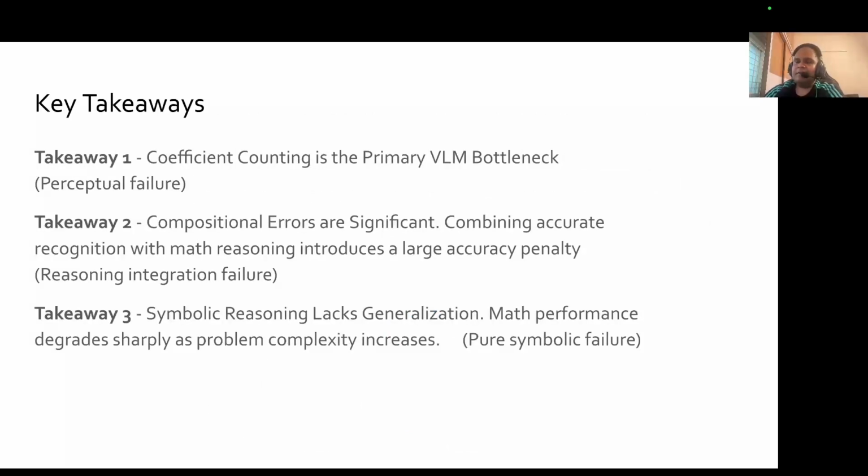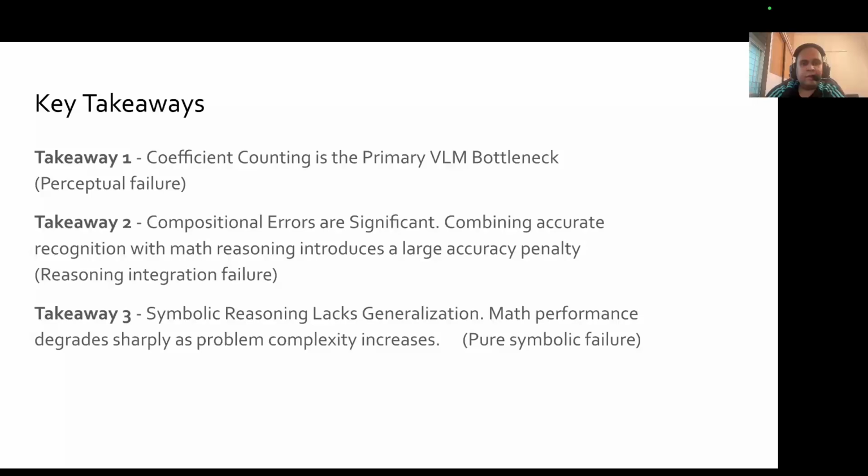So the key takeaways from our work and the benchmark are, number 1, coefficient counting is the primary visual language model bottleneck, and we call it the perceptual failure. The second takeaway is that compositional errors are significant, as there was a huge penalty, at least more than a 20% or 30% penalty. Combining accurate recognition with math reasoning introduces a large penalty, and we call it the reasoning integration failure.